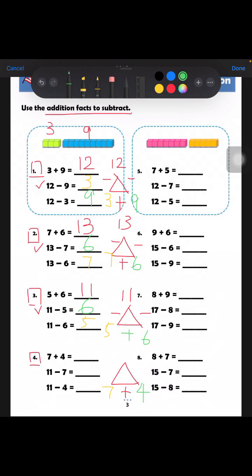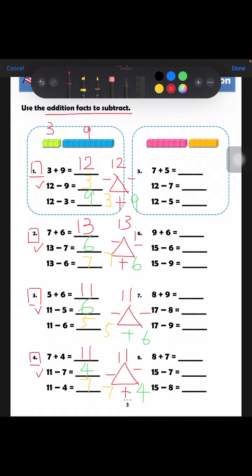Yes, it equals 11. So we write down 11 here. Okay, how about 11 minus 7? From the fact family, we know that 11 minus 7 equals 4. Okay, let's find 11 minus 4. 11 minus 4 equals 7.